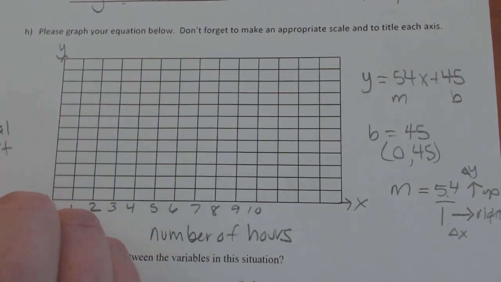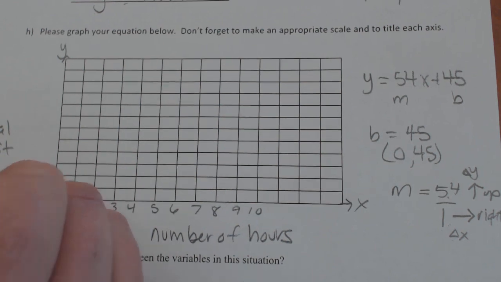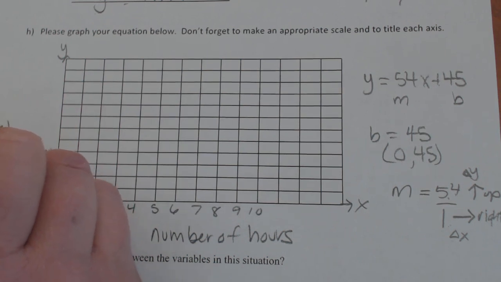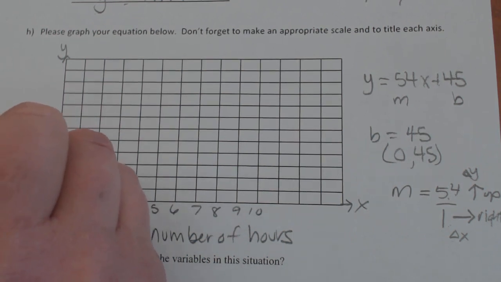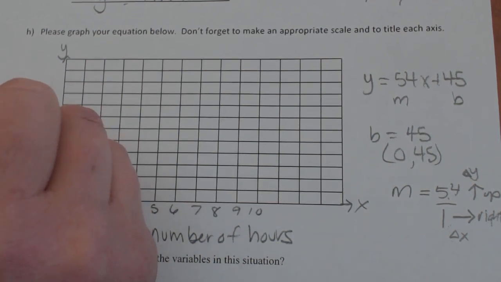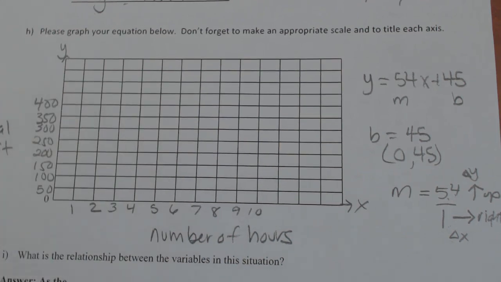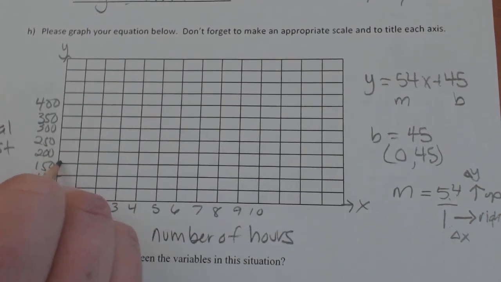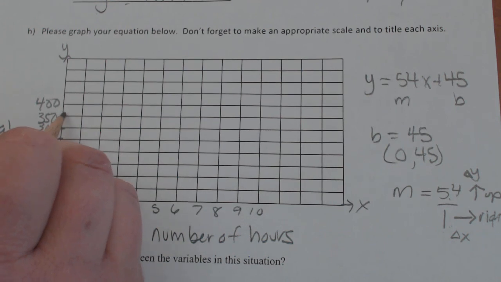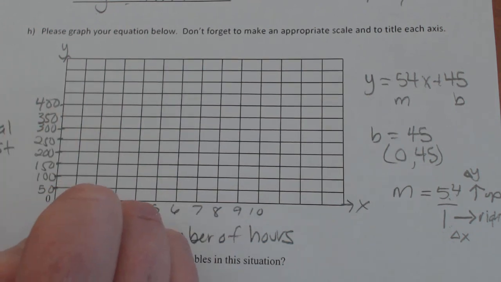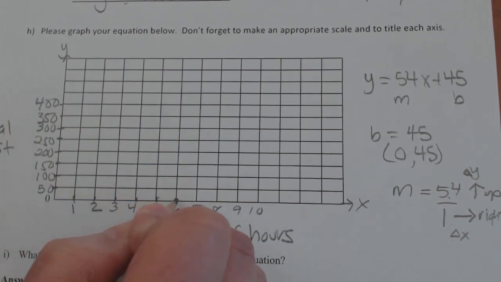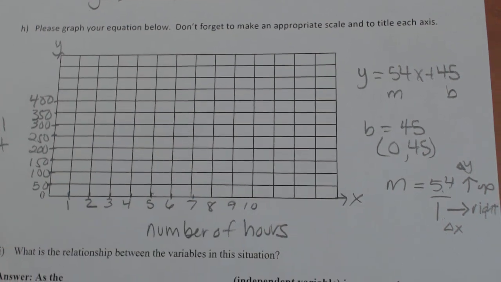But because we're sketching it right now, let's go by 50s. So this would be 0, 50, 100, 150, 200, 250, 300, 350. Let's go to 400. That looks pretty good. Okay, so each one of these, we went by 50s, and each one of these, we went by 1s. Now we have our scale set, and we are ready to graph.